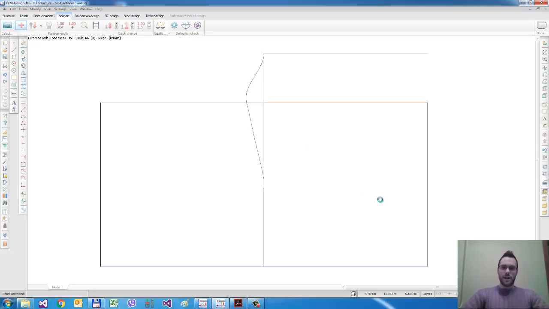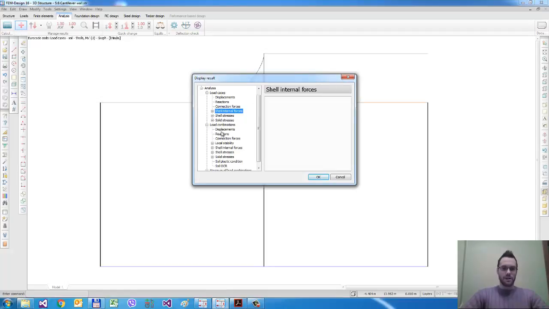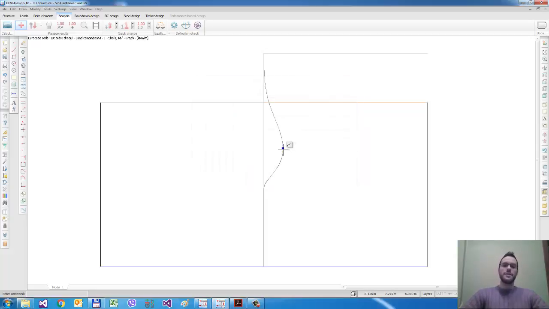But if I check the results of the nonlinear calculation in the nonlinear load case, I can check also the shell internal forces, the mx value, and you can see here it's on the opposite side and it's much higher. It's 165 kilonewton meter per meter. And based on the hand calculation, considering the active and the passive earth pressure on the different sides of this wall, we have almost the same results with hand calculation.